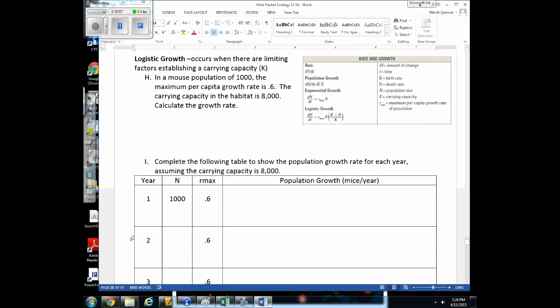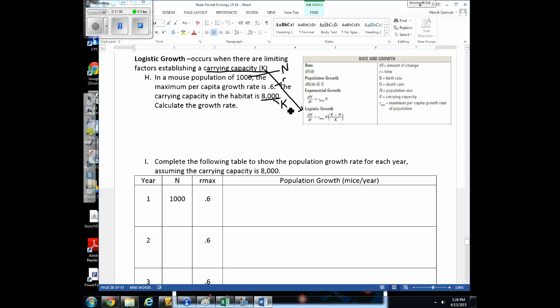Remember those two different population growth curves I showed you? There's exponential growth and there's the logistic growth curve. Whenever a population is experiencing logistic growth, that means there's a carrying capacity in that ecosystem. Remember, that's represented by K. Anytime a problem is talking about a carrying capacity, you need to know that you're going to use this logistic growth equation. It says in a mouse population of 1,000, so they're giving you N, the initial population size. It says the maximum per capita growth rate is 0.6. There's your R max. And it says the carrying capacity of the population is 8,000, and that's K.